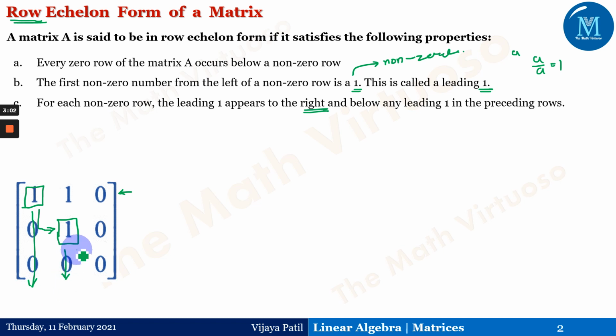Then the next row is the third row. In the third row I don't have any non-zero element, and that doesn't matter. Now if you observe the first property, every zero row of a matrix A occurs below the non-zero rows. So this zero row is coming at the end of the matrix. It should not be in the middle or at the top of this matrix. It should appear at the end. If it is coming in between or in the first or second row, I have to bring it down to the last.